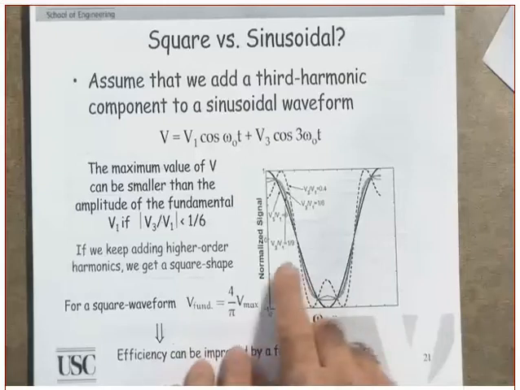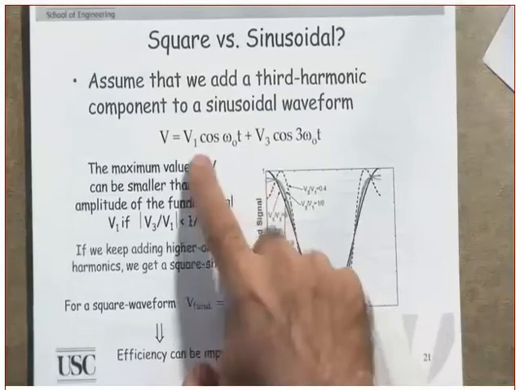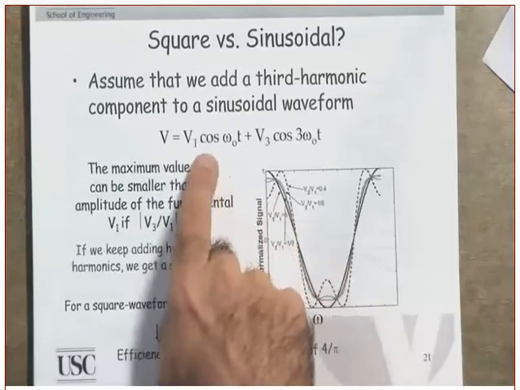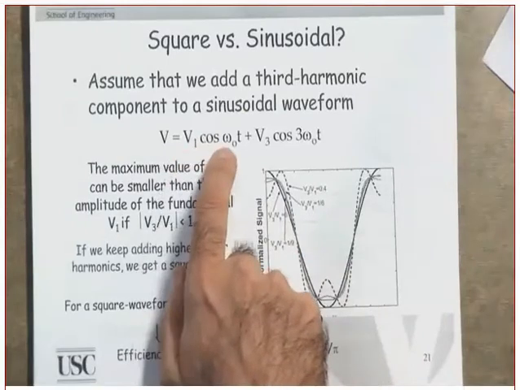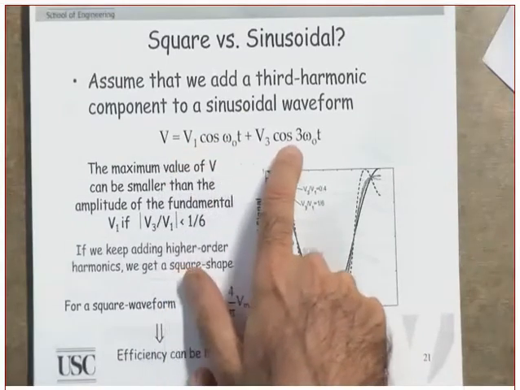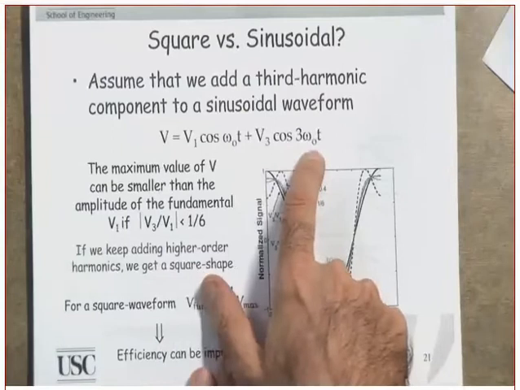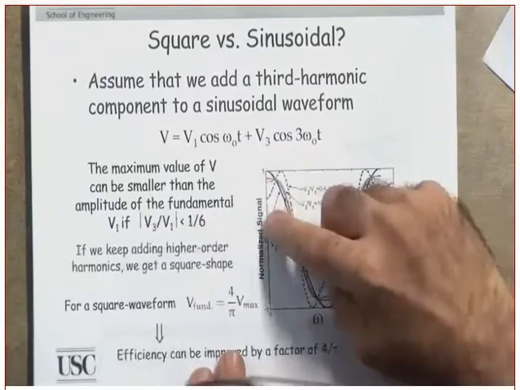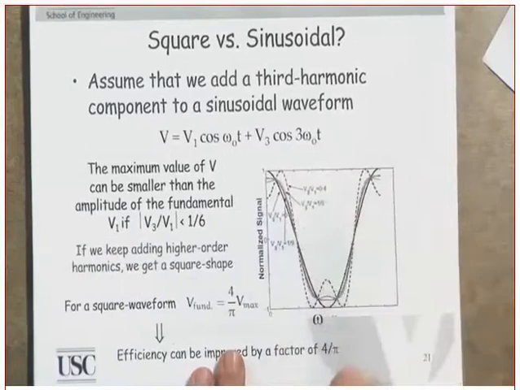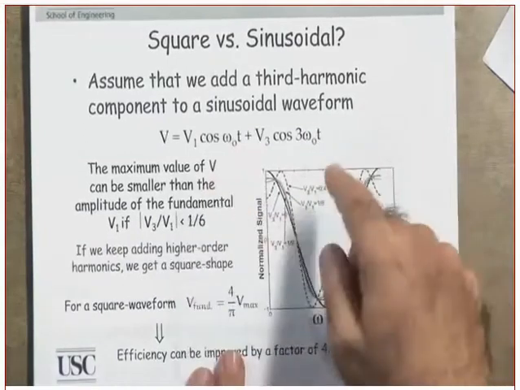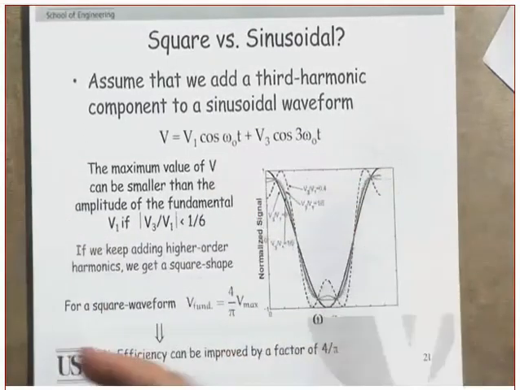Clear? And if you look at this diagram, what am I adding here? V1 cosine omega naught t plus V3 cosine 3 omega naught t. Are you following me now? When you add them, I'm getting something like this, the square wave. Add more harmonics and it approaches a square.